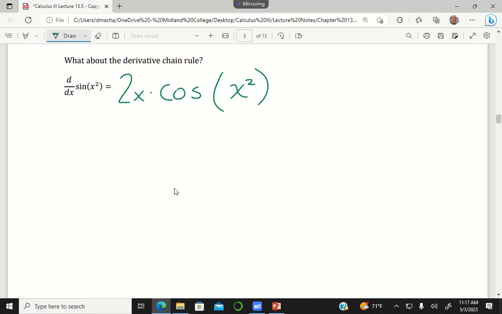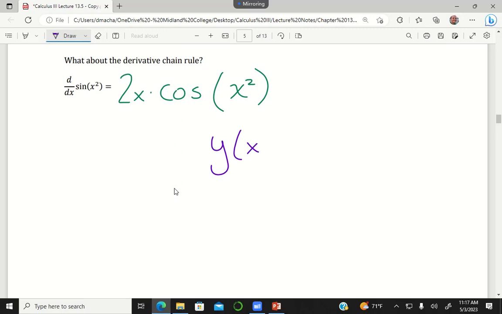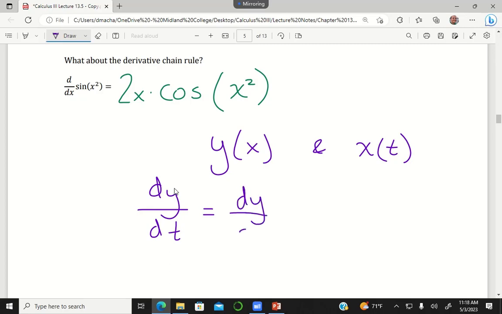So practically speaking, if we say that y is a function of x and x is a function of t, then taking the derivative of y with respect to t would be like taking dy/dx times dx/dt. Okay? That's how you would state the chain rule in terms of, what do you call this? It's not the Lagrange notation, it's the Leibniz notation. This is the Leibniz notation statement of the chain rule.